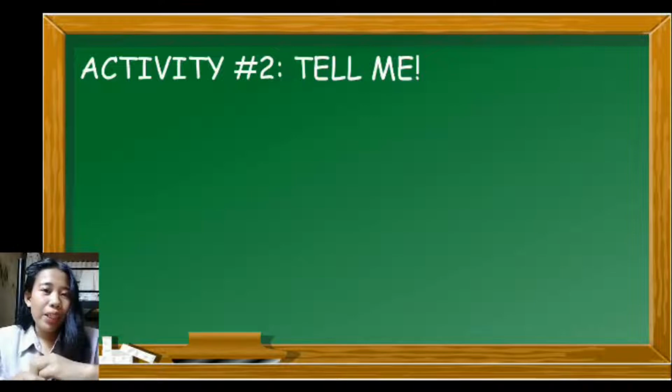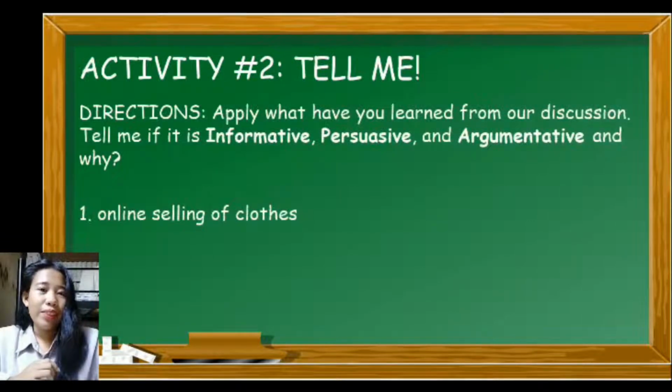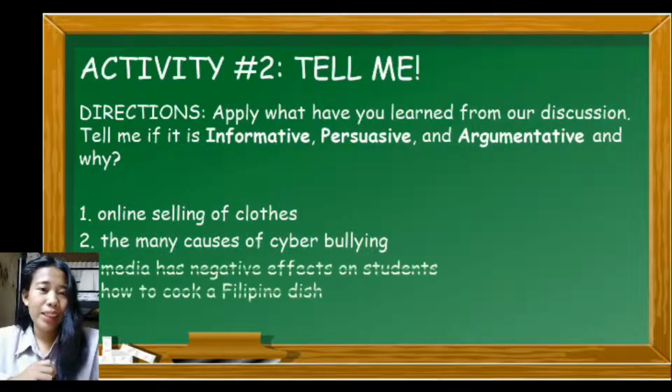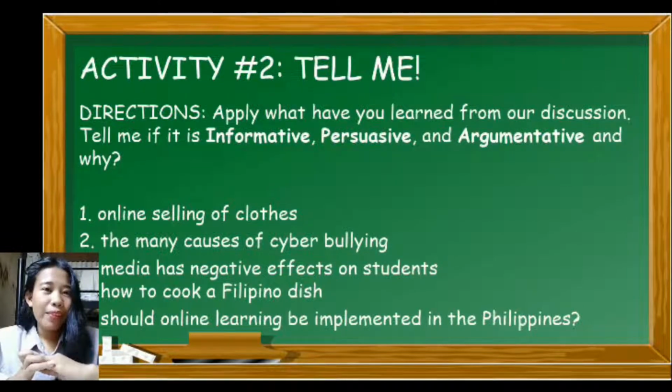So that's all the topics we have, which are the informative writing, the persuasive writing, and the argumentative writing. I have here an activity for you. The activity will serve as your assignment, and you will figure out what kind of writing these topics are. We have here 5 topics, and you must tell me if each is informative, persuasive, or argumentative, and tell me why. I will leave it to you, your assignment.